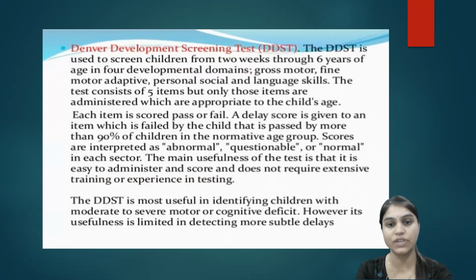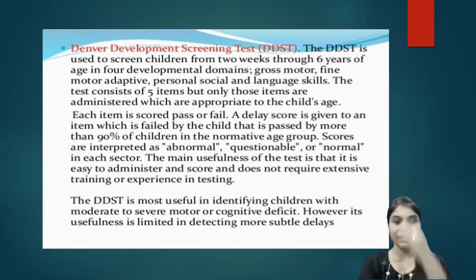A delay score is given to an item which is failed by the child that is passed by more than 90% of children in the normative age group. Scores are interpreted as abnormal, questionable, or normal in each sector. The main usefulness of the test is that it is easy to administer and score and does not require extensive training or experience in testing. The DDST is most useful in identifying children with moderate to severe motor cognitive deficits. However, its usefulness is limited in detecting more subtle delay.